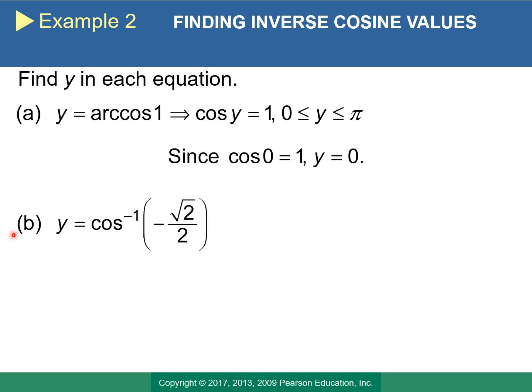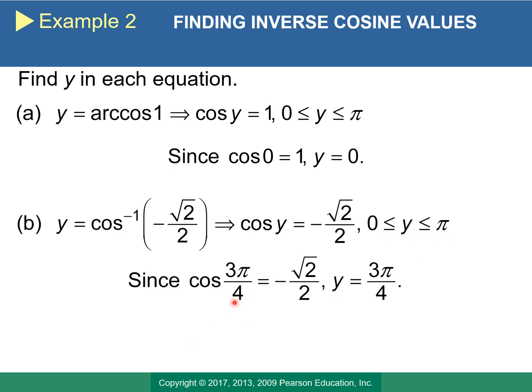Let's do part B. Part B says y equals cosine inverse negative root 2 over 2. So this means cosine of y equals negative root 2 over 2. Again, in quadrants 1 and 2. So you want to look at your unit circle and say, where do I have a cosine value of negative root 2 over 2 if I'm only looking at quadrants 1 and 2? And you'll find that that happens at 3 pi over 4. So because cosine of 3 pi over 4 is this value we were looking for, cosine inverse of negative root 2 over 2 is the answer 3 pi over 4.